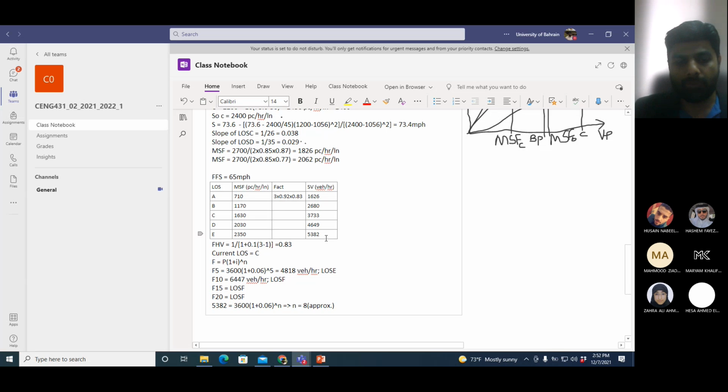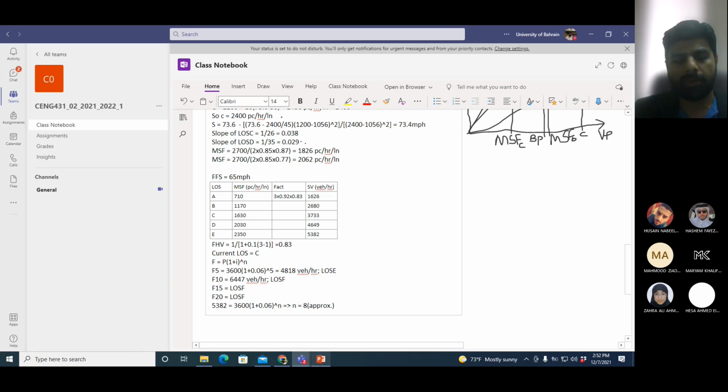Okay, so what I have done here, I put the capacity as the future volume, and I'm calculating in how many years it will reach capacity, because after capacity it will become F. So N will be approximately 8 from here. So in the 8th year, the highway will reach level of service F in the peak hour, and whatever you want to do to avoid it, you should do before the 8th year.